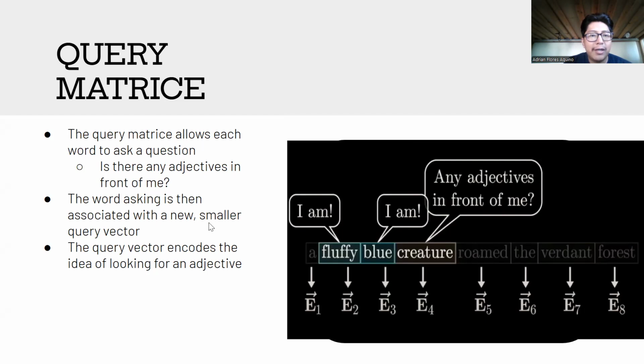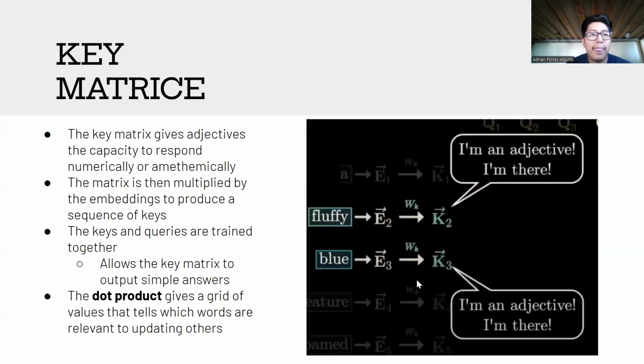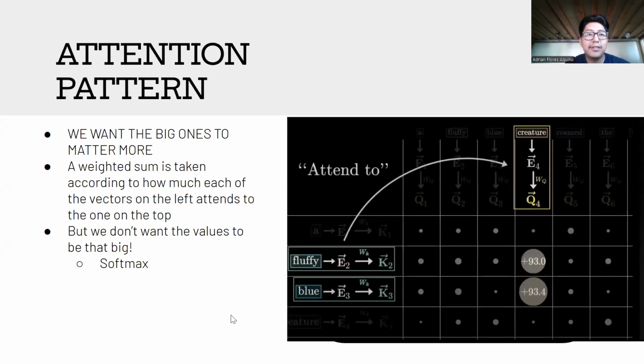The word asking is then associated with the new smaller query vector, and the query vector actually encodes the idea of looking for an adjective. And then there's the key matrix. This pretty much is that the key matrix gives adjectives the capacity to respond numerically, or mathematically. The matrix is then multiplied by the embeddings to produce a sequence of keys, and the keys and queries are trained together, which allows the key matrix to output simple answers like yes or no answers, like in the first section. And this is where you get the dot product, which pretty much gives a grid of values that tells which words are relevant to updating others.